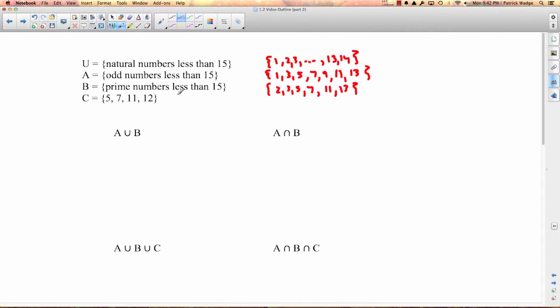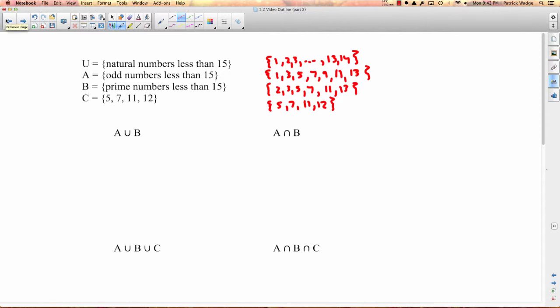And the last one, I don't think I need to write it out, but maybe I will just so we have them all together. It's just the elements 5, 7, 11, and 12. Those are our four sets that we're looking at here. And the first thing we're going to do is find the union of sets A and B. So, do you remember what union is?